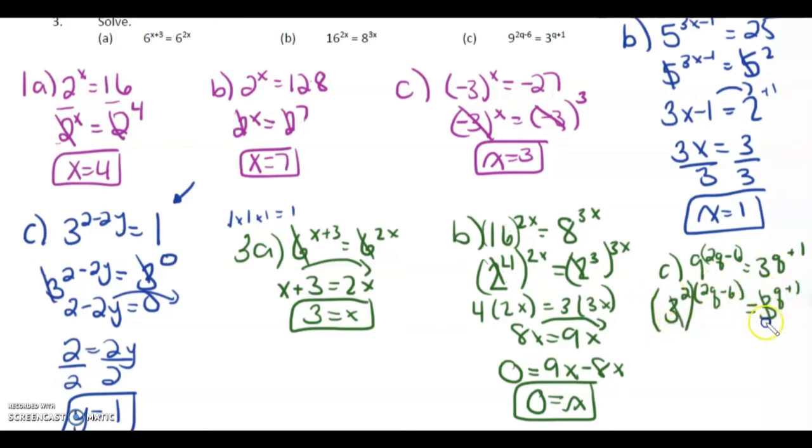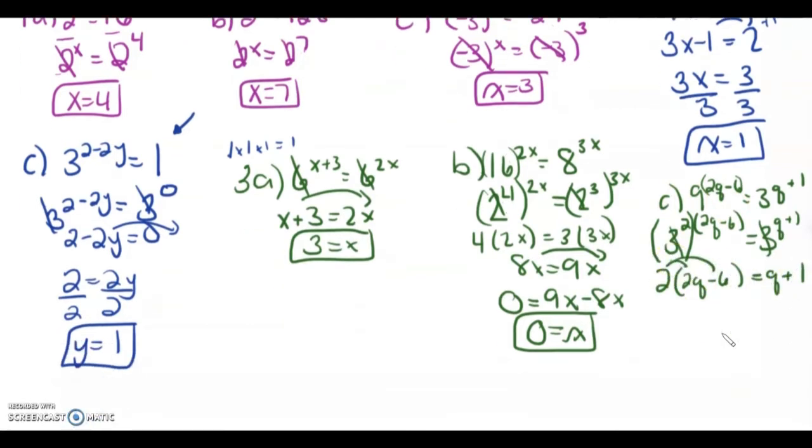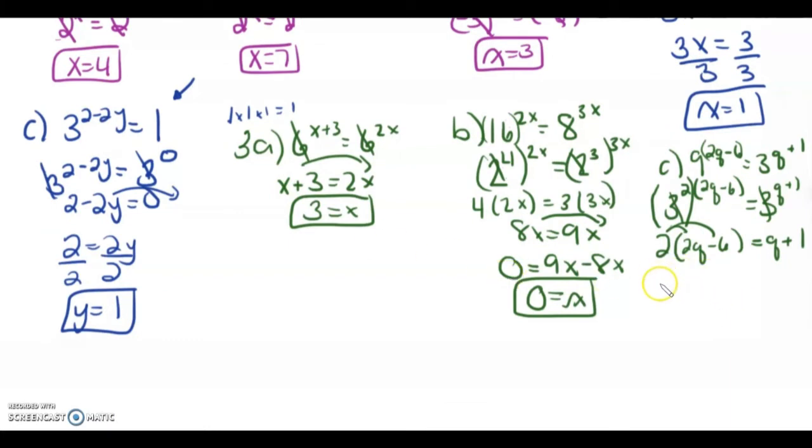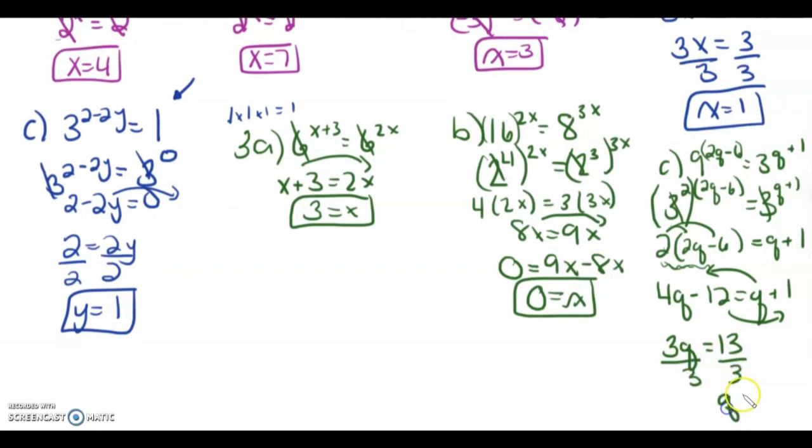Because when we drop these 3's, what happens is we have 2 and then 2q minus 6. Okay, this 2 has to be distributed into that bracket. So we actually have 4q minus 12 equals q plus 1. A lot of individuals will only multiply the 2 by that first term, but we have to distribute it. Okay, bring that q over, bring that negative 12 over. I get 3q equals 13, so I get 13 over 3.